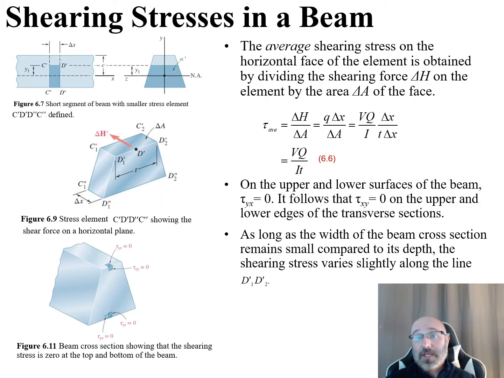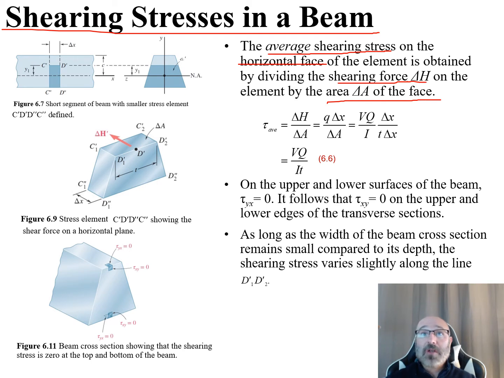So let's take a look at that same beam we were looking at before with our horizontal symmetry. We're going to continue looking at our shearing stresses in this beam. In particular, I want to take a look at our average shearing stresses. These average shearing stresses on the horizontal face are obtained by dividing our shearing force, that delta H on the element, by our delta A of that face. We've already calculated this delta H, and we've seen the equation for it. We know how to calculate our delta A from the shape of that face of the element. Those are the 2 things we're going to use to calculate this average shearing stress.